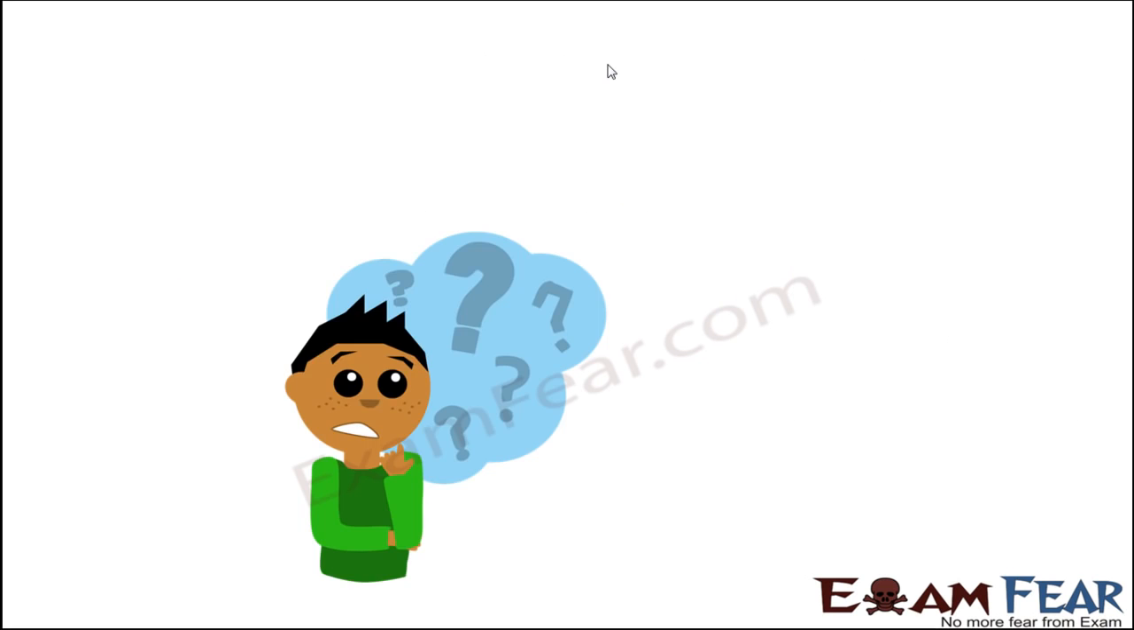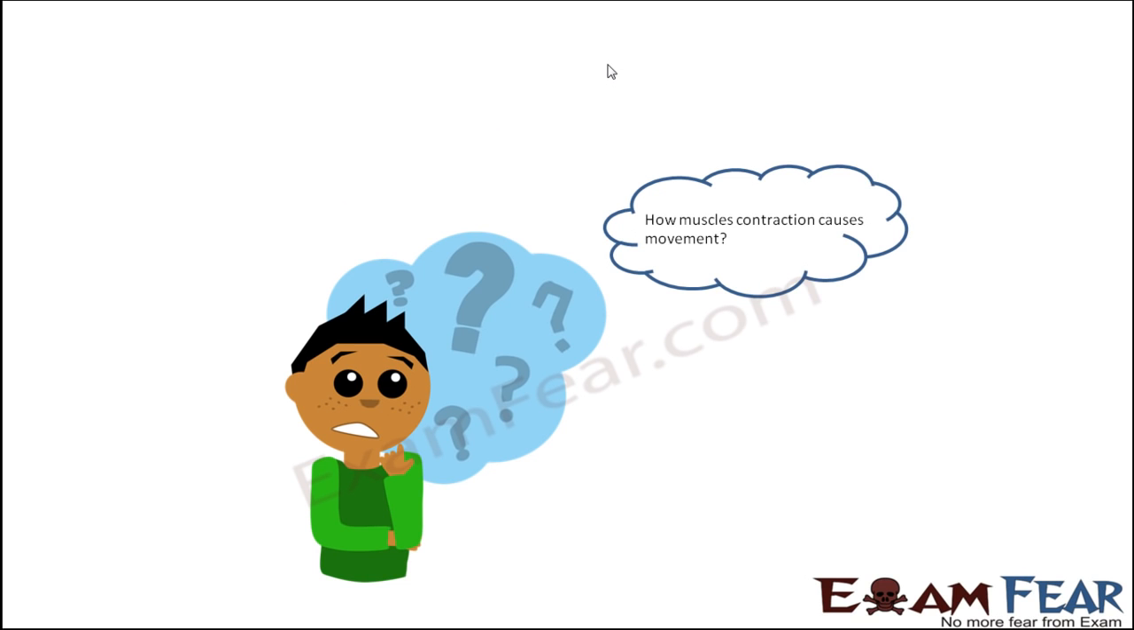So now, we have to spend a considerable amount of time to understand how muscle contraction causes movement, because that sounds very interesting. A variety of movements are caused by muscle contraction: the movement of our hands, the movement of the eyelids, or the movement of the tongue. The movements are very different from each other, but they are all caused by the muscles.